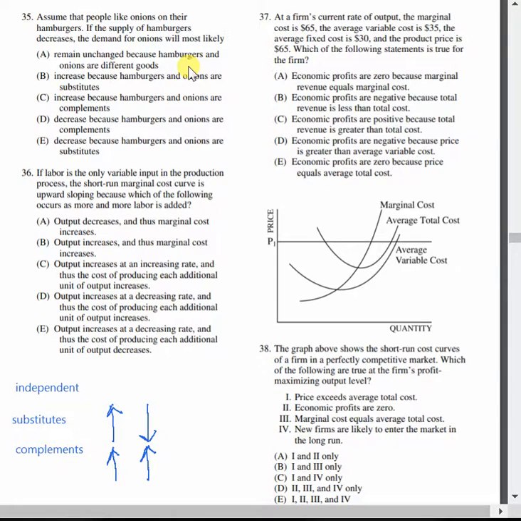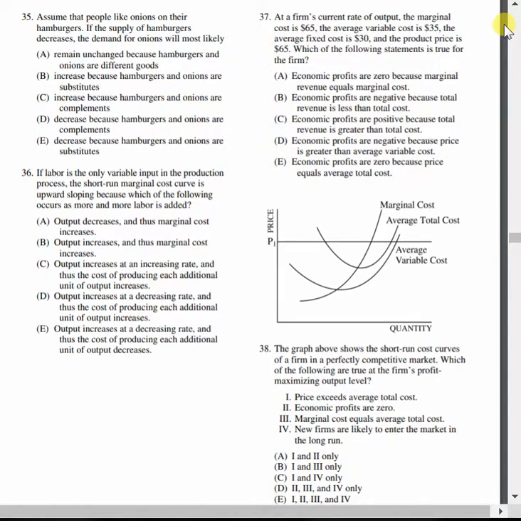Okay, so let's take a look at the choices and see which one is correct. Remain unchanged. Well, that's not going to be correct because they're both going to go down together. Increase because hamburgers and onions are substitutes. It's not going to increase and they're not substitutes, so both are wrong. C, increase because they are complements. Well, they are complements, but it's not going to increase. D, decrease because hamburgers and onions are complements, and that's exactly what we'd expect. We'll check the last one to be sure: decrease because they are substitutes. We know they're not substitutes, so that's incorrect, and the choice here is D.